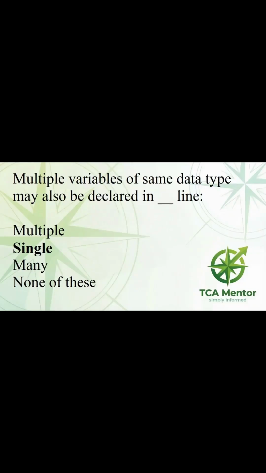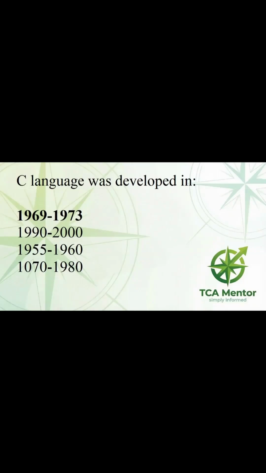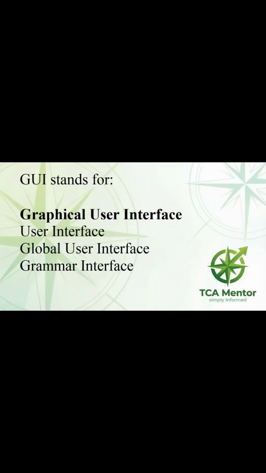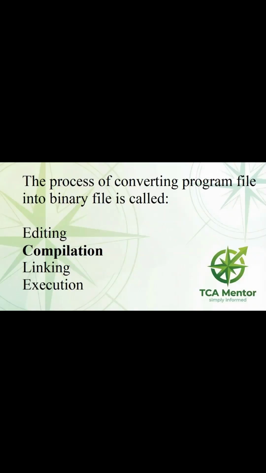Multiple variables of same data type may also be declared in ____ line. Which language was developed by Dennis Ritchie? C language was developed in ____. GUI stands for ____. How many reserved words are in C language? Header files have extension ____. The process of converting program file into binary file is called ____.